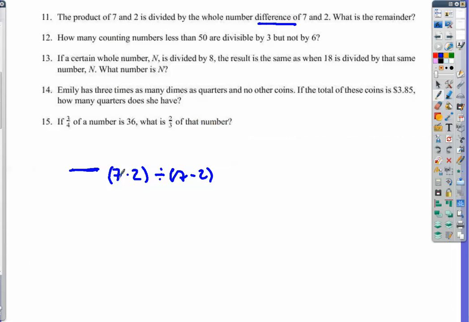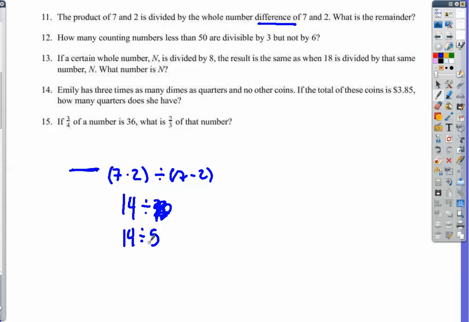So 7 times 2 is 14. And we're going to divide 14 by 7 minus 2. 7 minus 2 is 10. Oh my gosh. I'm jumping ahead and doing the problem, doing the next step. 7 minus 2 is 5.